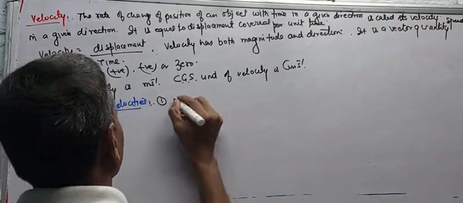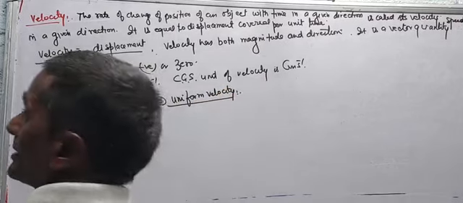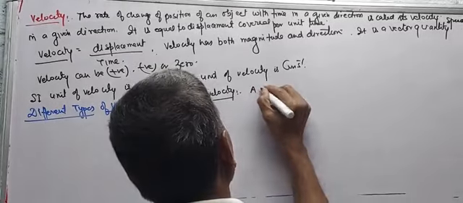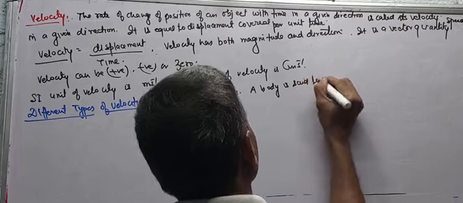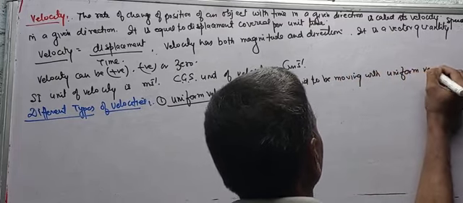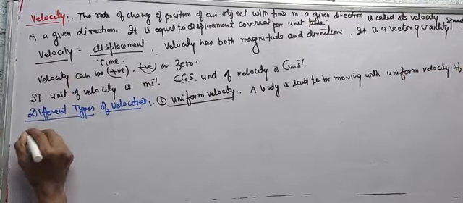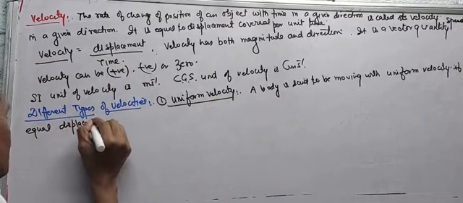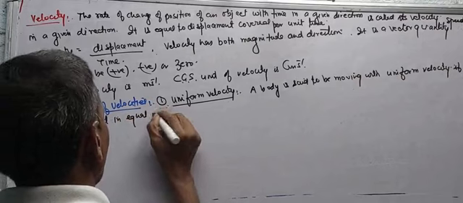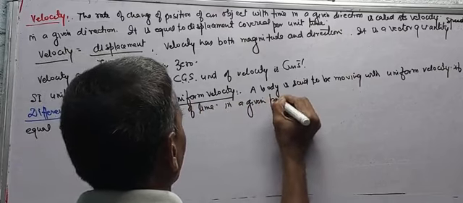Number 1, uniform velocity. A body is said to be moving with uniform velocity if it covers equal displacement in equal intervals of time in a given particular direction.